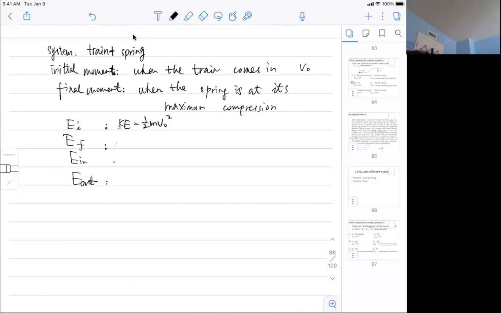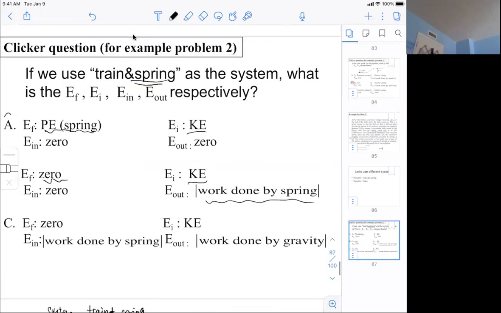And the final moment is when your spring is at its maximum compression, which means your train has stopped. No kinetic energy, but you do have potential energy. So the potential energy of this spring is 1/2 k delta x squared. Delta x is how much your spring is being compressed. There is no energy input. If you don't think about friction, there's no energy output. So I would say A is correct.